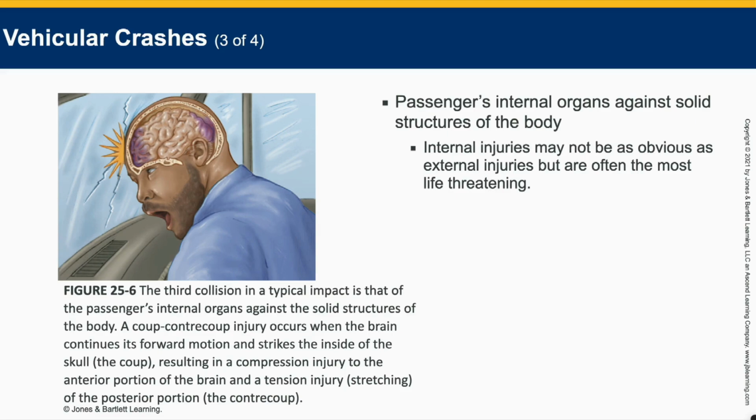A classic example of this is a brain injury. The brain continues moving forward and hits the inside of the skull. That's called a coup injury. Then it rebounds and hits the opposite side, which is called a contrecoup injury. So we can actually have injury in multiple areas of the brain from a single impact. The big takeaway here is that internal injuries are often not obvious, but they're often the most serious.